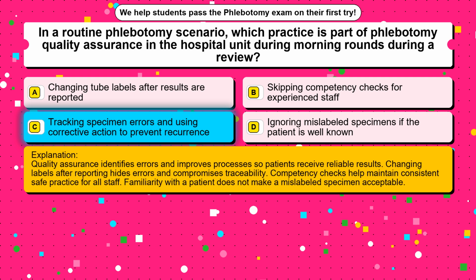Quality assurance identifies errors and improves processes so patients receive reliable results. Changing labels after reporting hides errors and compromises traceability. Competency checks help maintain consistent safe practice for all staff. Familiarity with a patient does not make a mislabeled specimen acceptable.